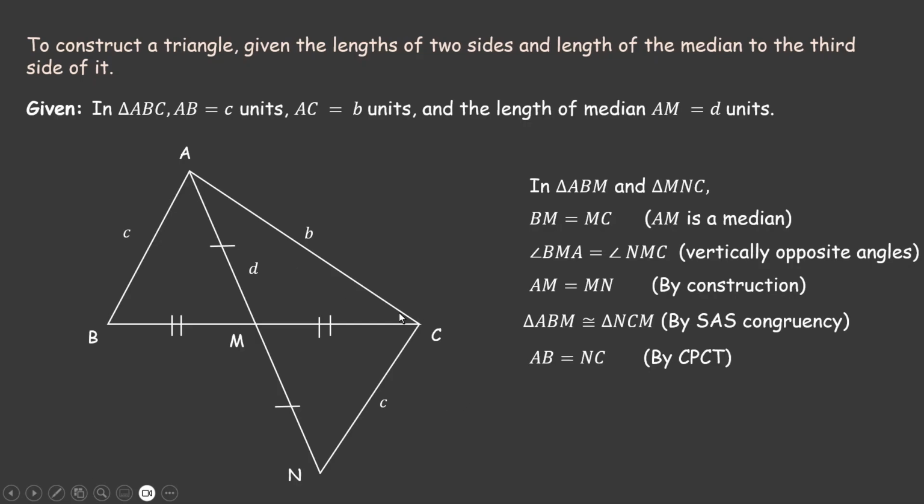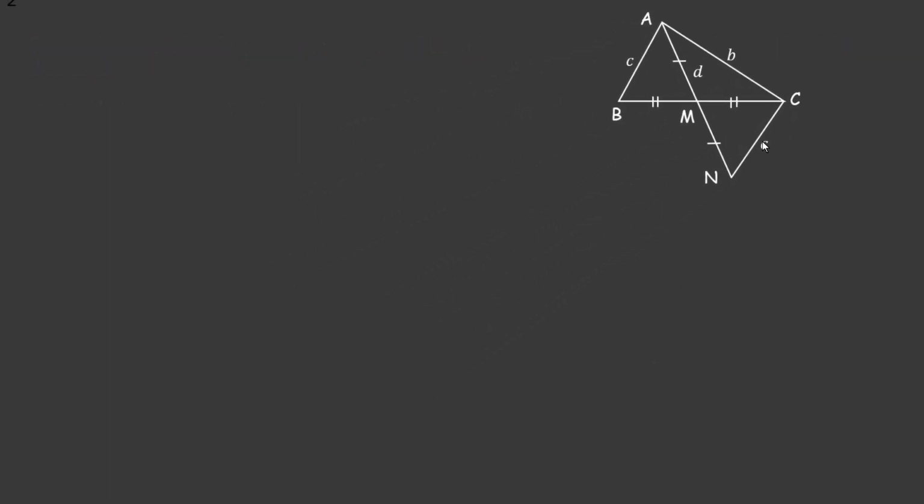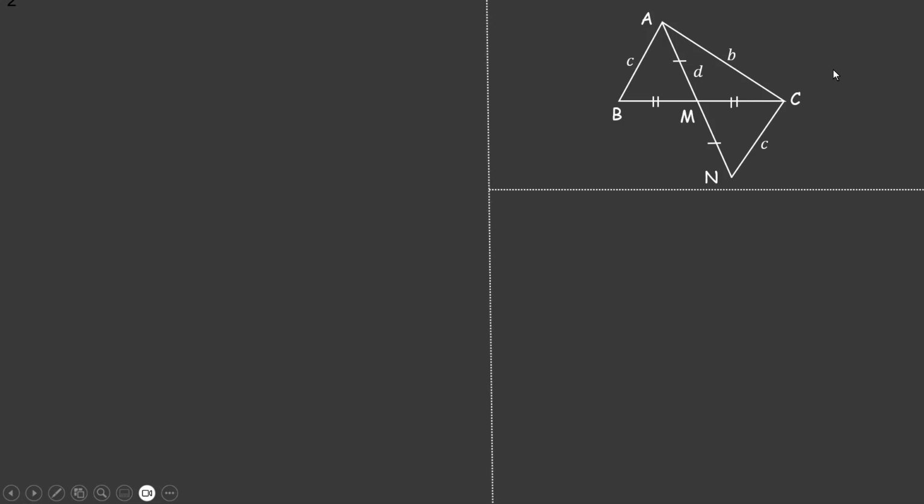Also, AN is equal to twice AM, that is 2d units. So for triangle ANC, we have the measures of all three sides. AC is b units, NC is c units, and AN is 2d units. And c, b, and d are given to us. So we're going to use that and start our construction. Let us take this diagram and use it as a reference. We'll keep it over here.